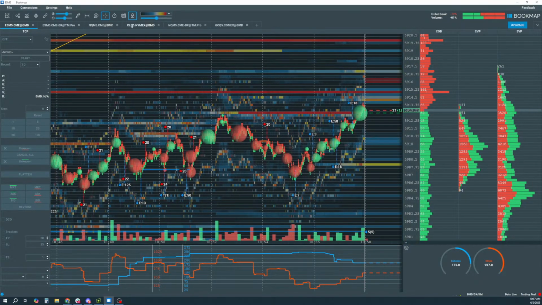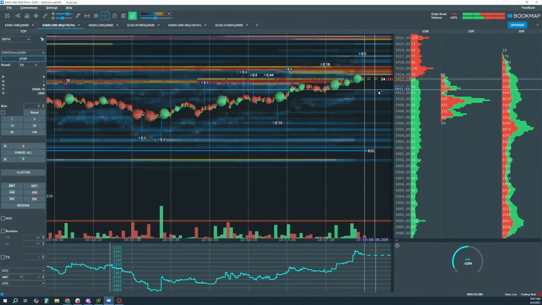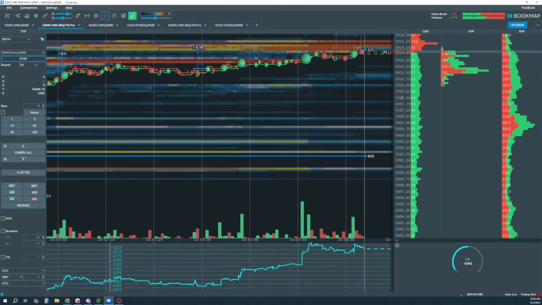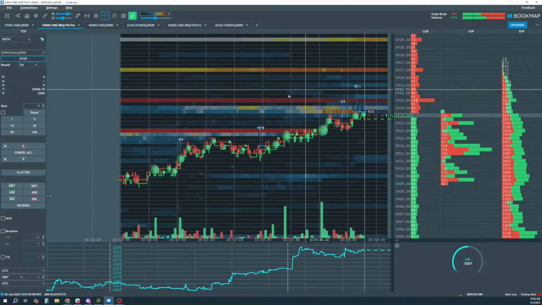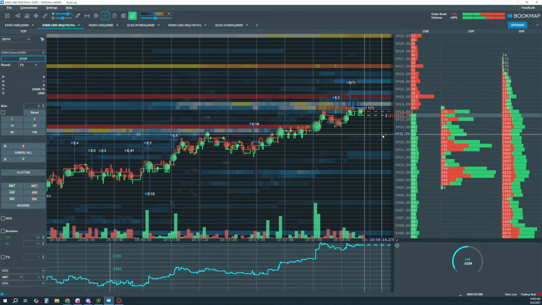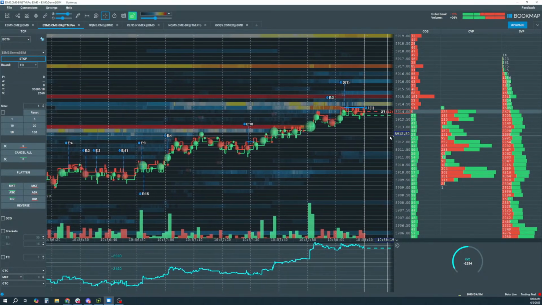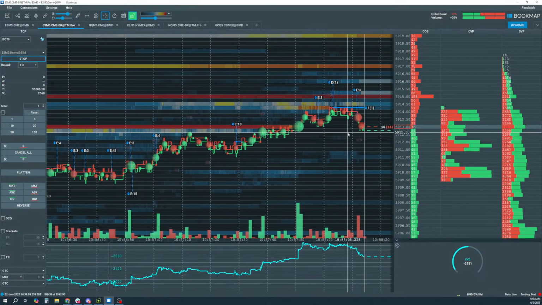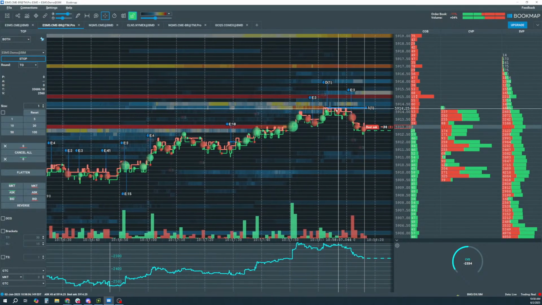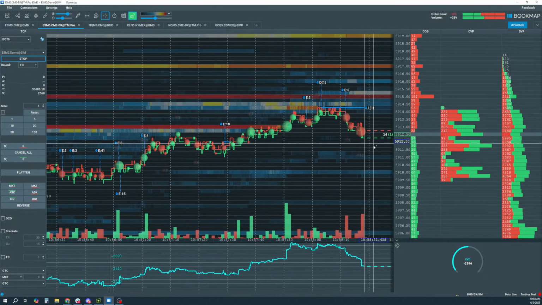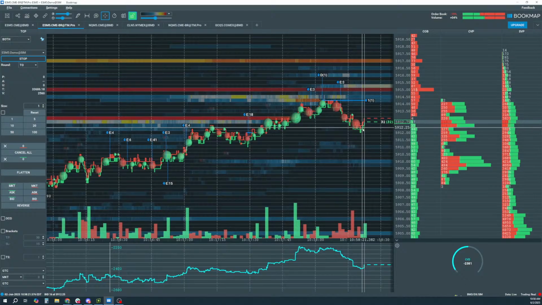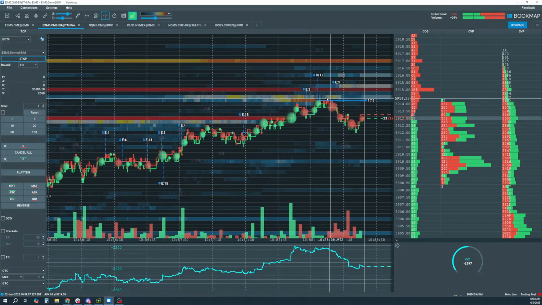Actually, let's go back to our TraderMap Pro version. Okay, there's a pullback. I see exhaustion here though. I don't want that. So I'm not interested up here, or here. I'm not interested on this pullback.